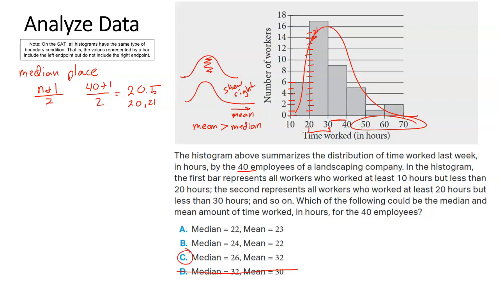I'm also going to look at A and B and realize that, okay, well, these aren't very far from our median. In answer option B, the mean isn't pulled to the right of the median. It's actually less. So our mean is not going to be less than our median in this data set. Our mean is going to be greater. And a mean of 23 is not that much bigger than 22, which is why I would reason that C is going to be our best bet.